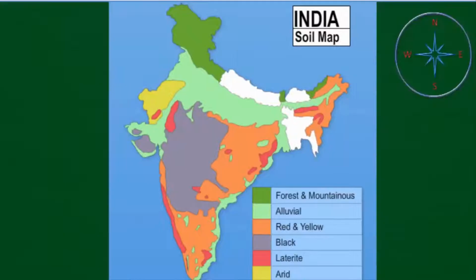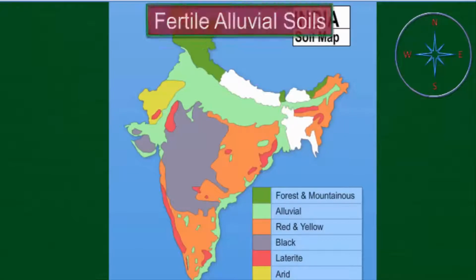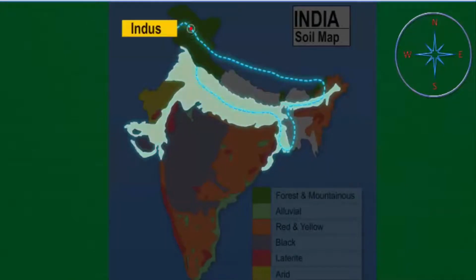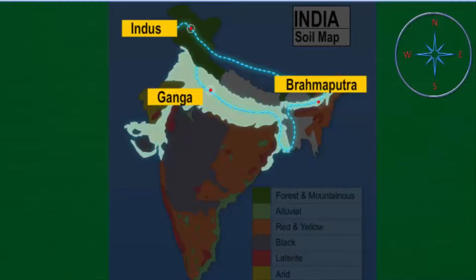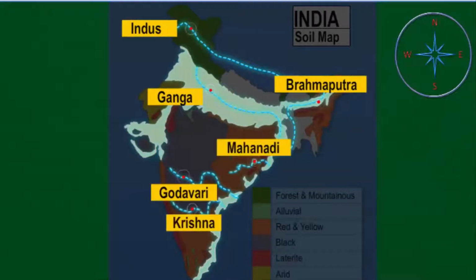The northern plains of India are made of fertile alluvial soils, which extend to Gujarat and Rajasthan through a narrow corridor formed by the Indus, the Ganga and the Brahmaputra river systems. Alluvial soils are also found in the eastern coastal plains and deltas of the Godavari, the Mahanadi, the Krishna and the Kaveri.